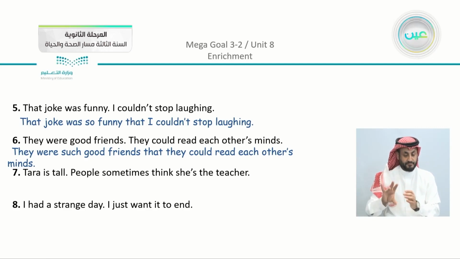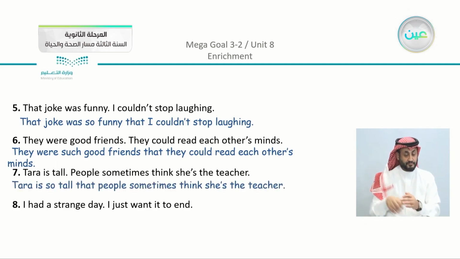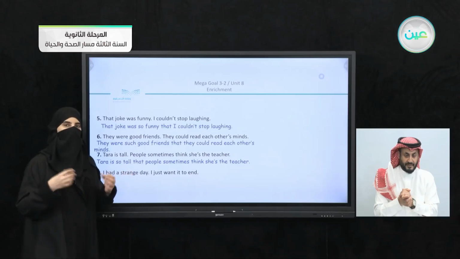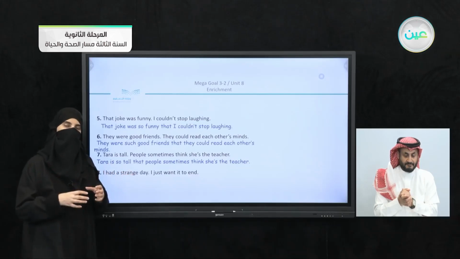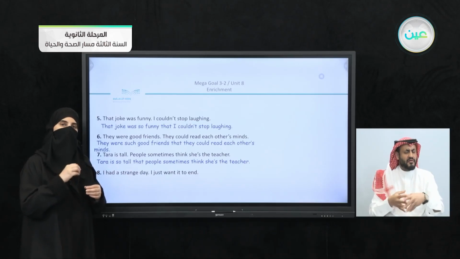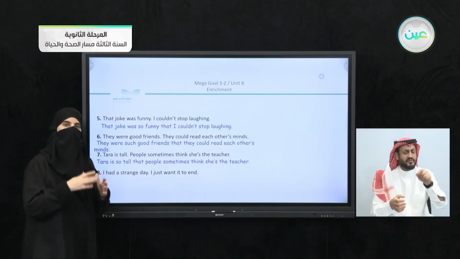Tara is tall. People sometimes think she's the teacher. So we have the adjective. We're going to say that Tara is so tall that people sometimes think that she's the teacher. So for the sentences that we have here, it's just a matter of where to connect the sentences together and where to put the correct word before the adjective.